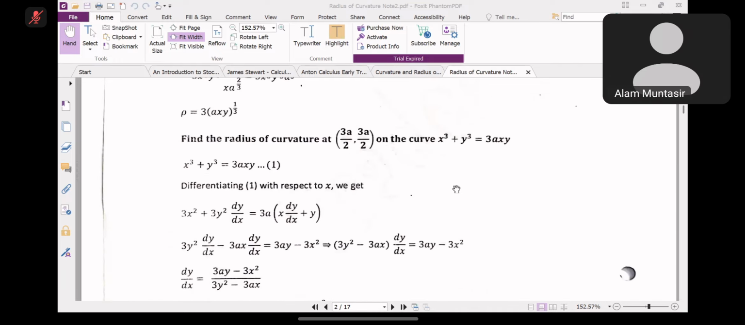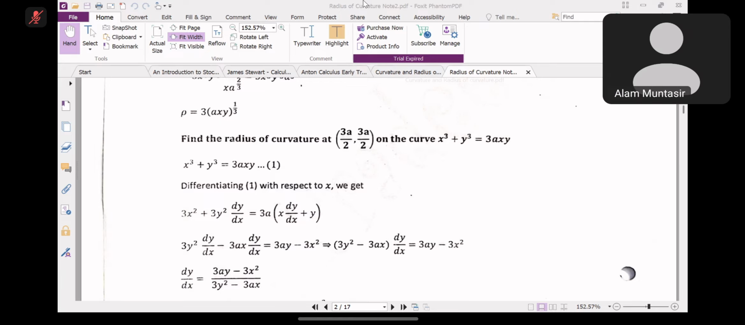We have a similar one for the next curve. Do you recognize this graph? This curve x cube plus y cube equal to 3axy. So is this called a trisectrix? No, no, this is folium of Descartes. Yes, sir. We did this before. So we did some implicit differentiation on this curve before, right? Yes, sir.